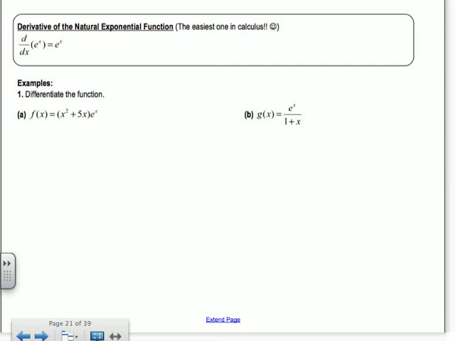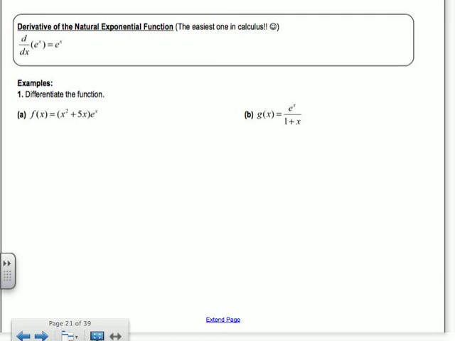Basically, it's saying that the slope of e to the x is increasing at the same rate as f of x, as the original. So very strange. The slope is the same at each point. The slope is the same as the y value at each location.